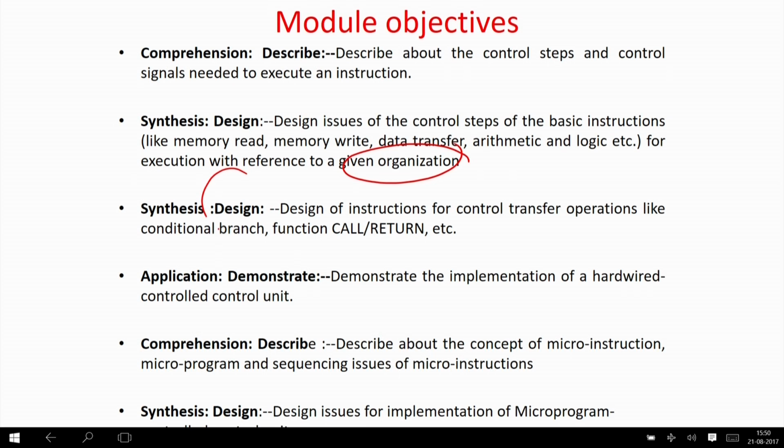Of course, you will also be able to design, as another synthesis objective, instructions for control operations like branch, function call, etc.